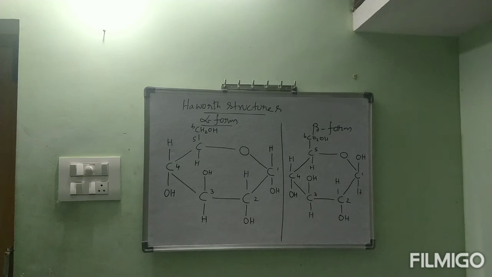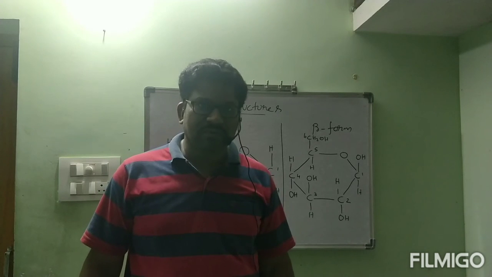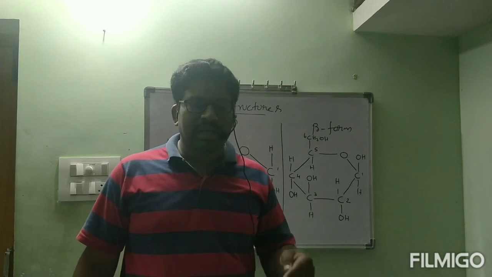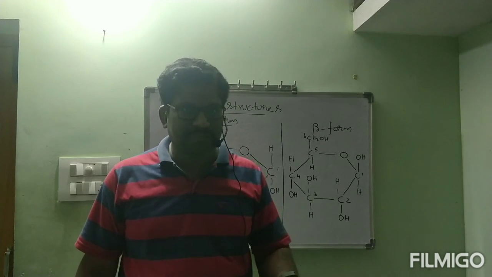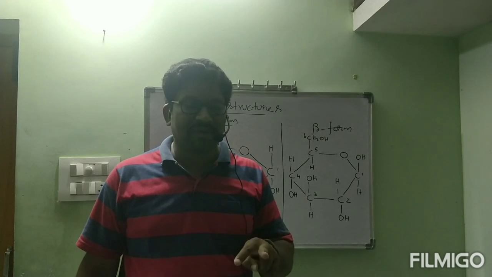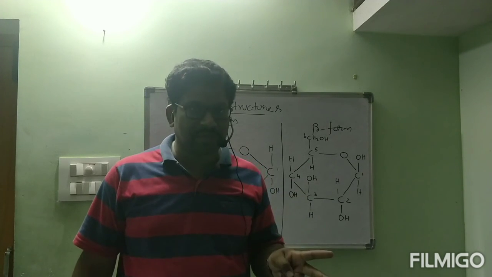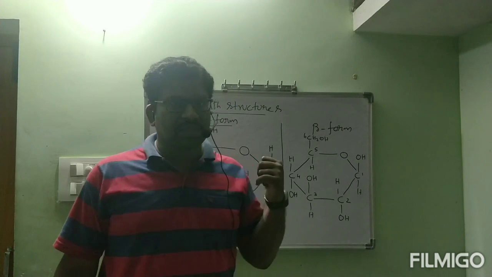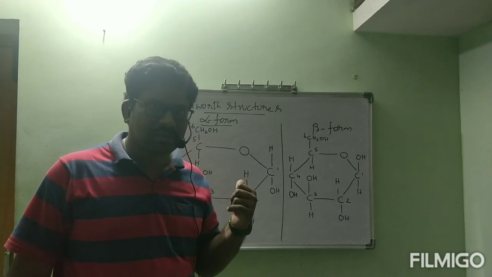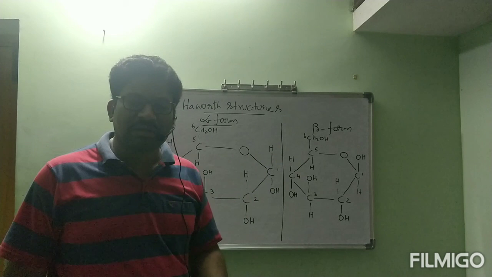Okay, what we have discussed till now, that is the important point: the structure of glucose was explained. The open chain structure was explained. Even how the closed chain is formed, I explained. In closed chain structure, alpha form and beta form were given by Fisher projections as well as Haworth structures. Alpha form and beta form we have seen. Okay, these are the structures of glucose.